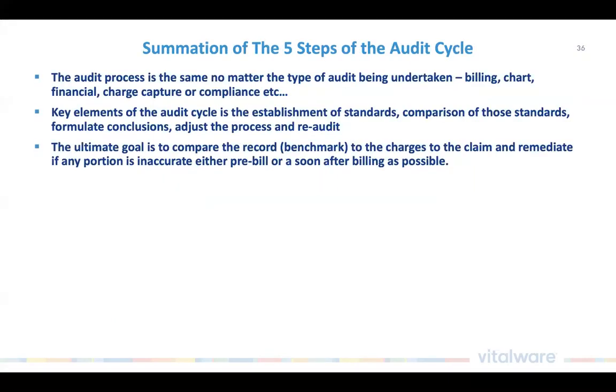So we looked at the 5 steps, the type of chart being undertaken, and the key elements of the audit cycle: establishing the standards and comparison against the standard. The goal is to compare the record against those benchmarks. The best way to do it is pre-bill or soon after billing, like in the 837. You don't want to wait until it gets denied or you lose charges and have to rebill it. The average cost of a rebill, according to HFMA 3 years ago, was $35. So if your net investment doesn't come back equal to $35, then you don't rebill it. A lot of those added up is going to hurt your bottom line.